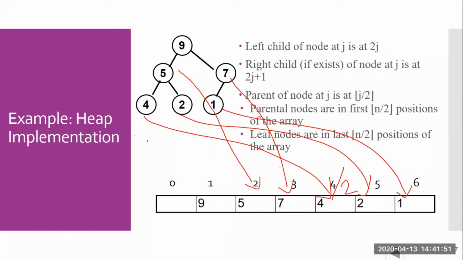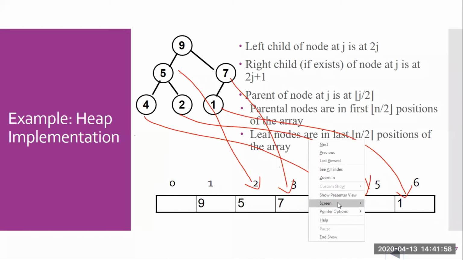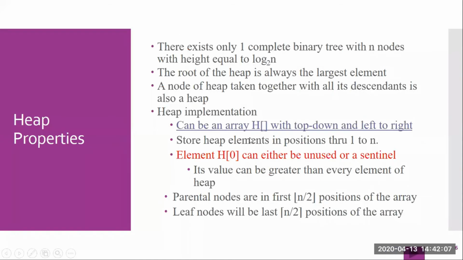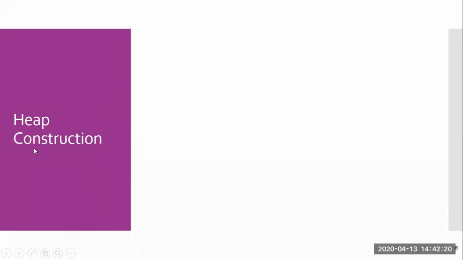So this is how a heap is represented in the form of an array. We need to understand this so that we know how to proceed further. Store heap elements in positions 1 through n. The 0th position will be unused, or it can be used as a sentinel. So these things we've learned. Now let's see how to construct a heap.